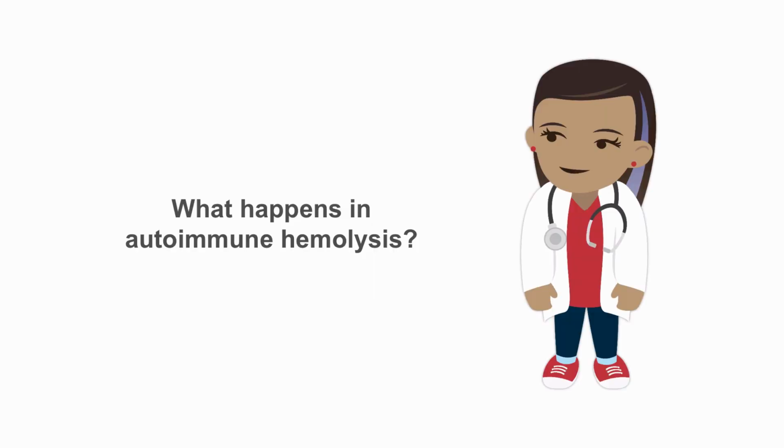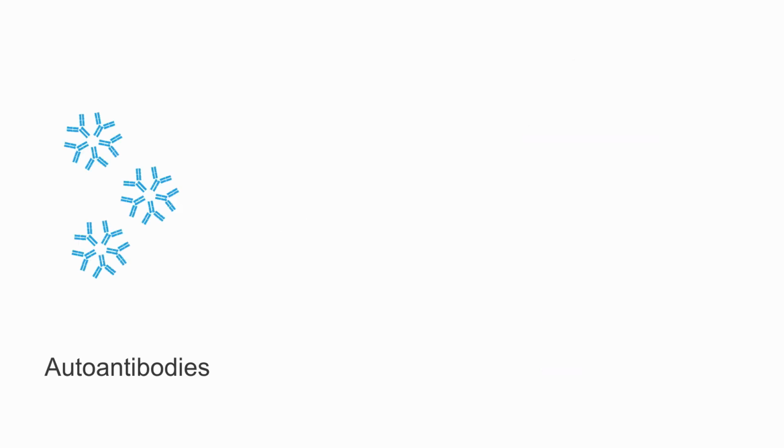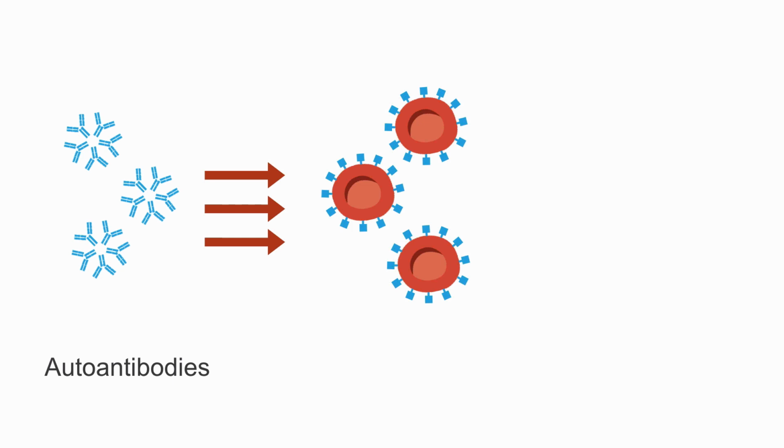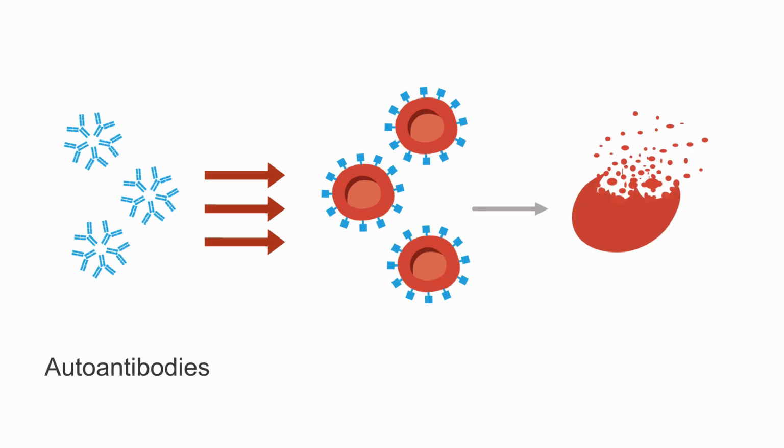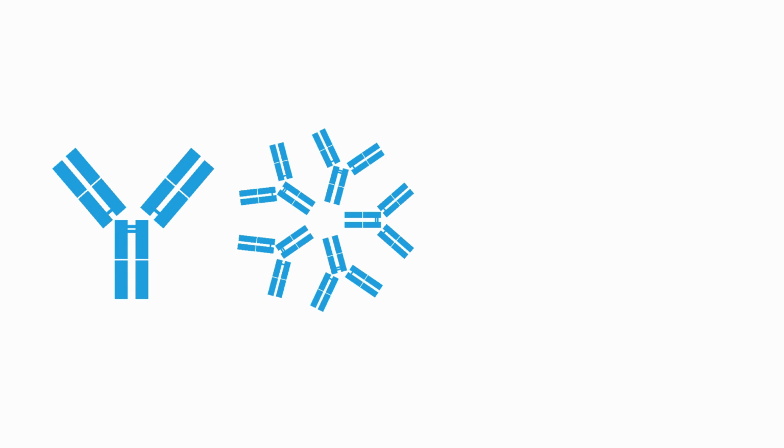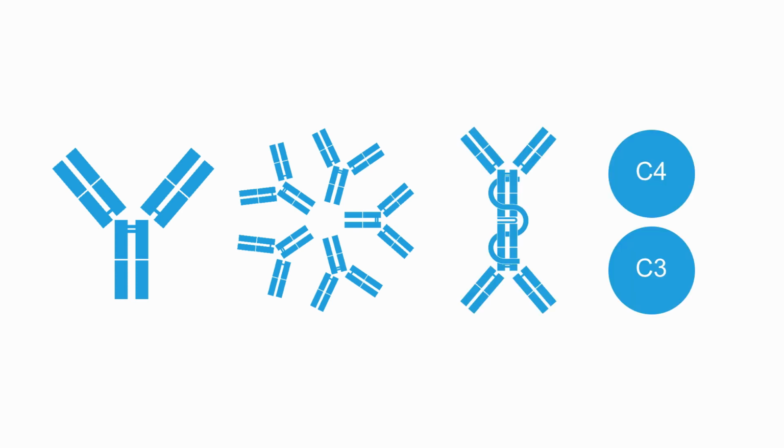So, what happens in autoimmune hemolysis? Basically, antibodies that are directed against the individual's own red blood cell antigens, so-called autoantibodies, attack the RBCs and cause them to burst. The loss of functional red blood cells leads to anemia. These autoantibodies can be of different immunoglobulin classes, IgG, IgM, or IgA in some cases. The complement system is also activated.